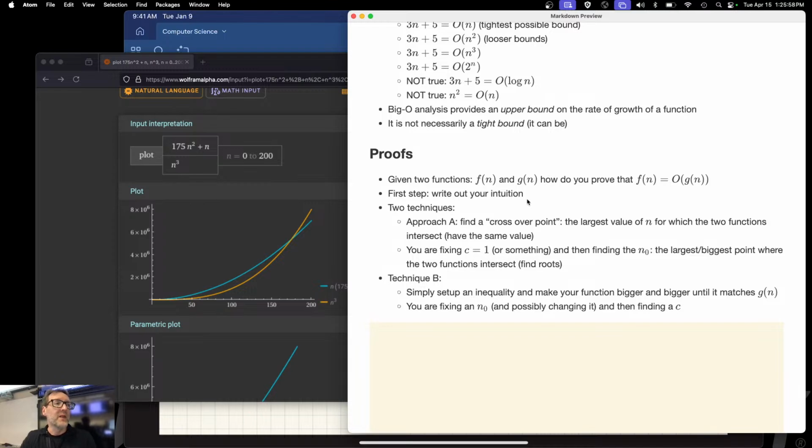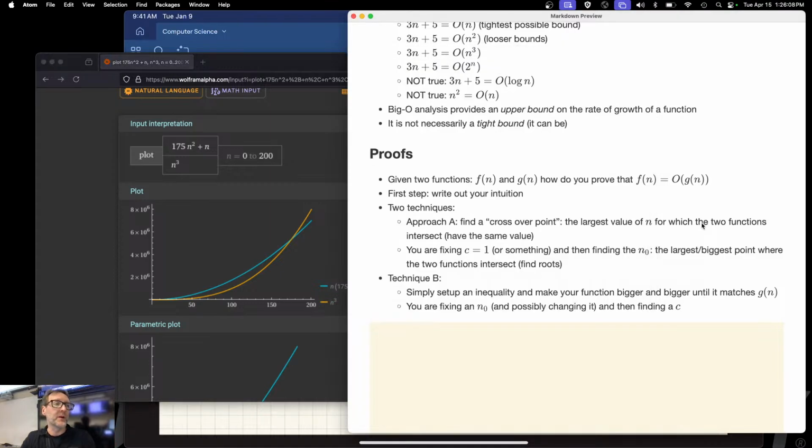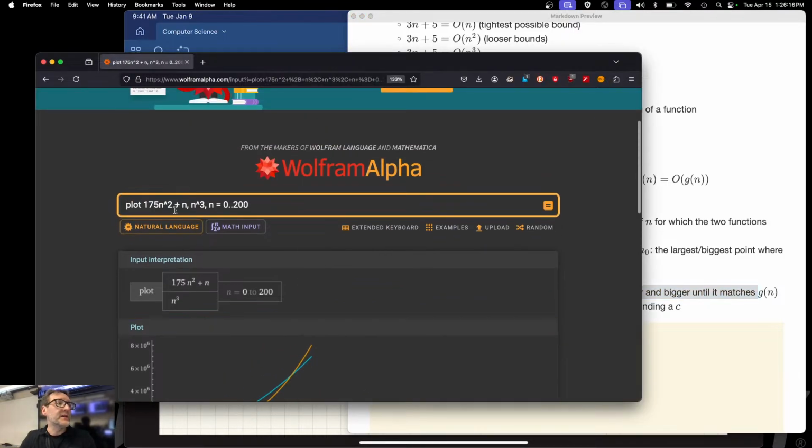And that example was artificial to find roots easily using the quadratic equation, along with a root that was trivial, 0, right? Technique B was to simply set up an inequality to make your function bigger and bigger until it matches, right? Now what that means is if you're going to take this function and you're going to make it bigger and bigger and bigger until it matches this, you're going to make it look something like this. Say it's 2 times n cubed, right?